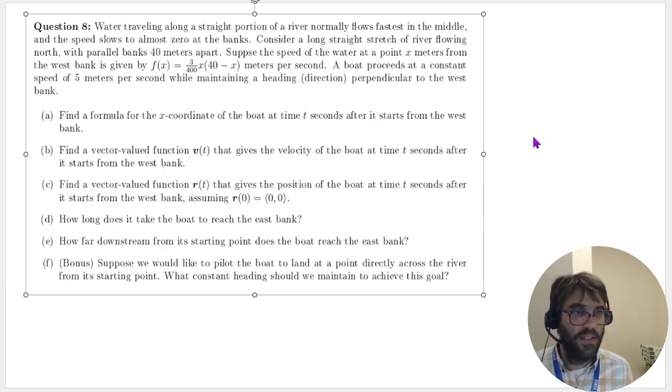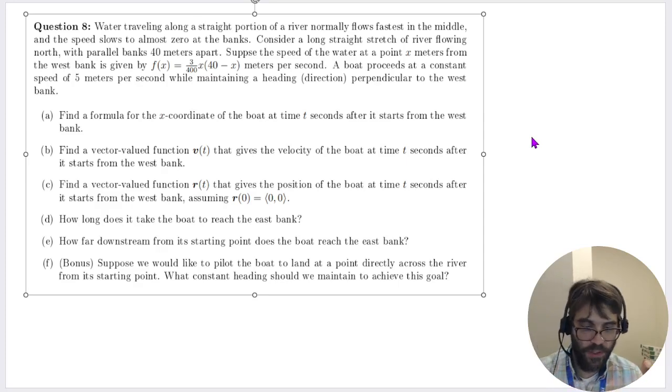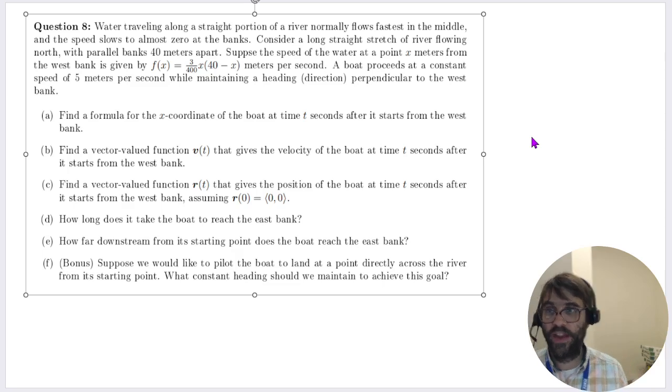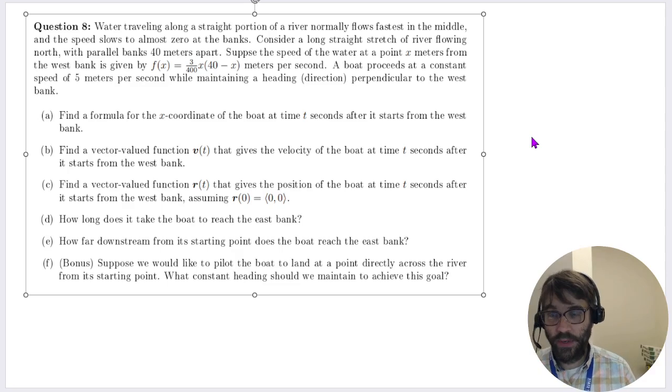Welcome everybody. Let's talk about this question 8 from our vector valued functions practice. I want to show you how you can use vectors to work your way through a problem like this. So here's the situation that we've got. We got water flowing down a river.